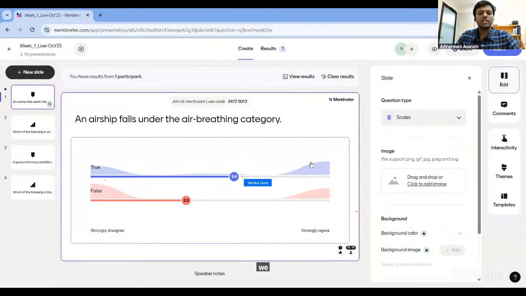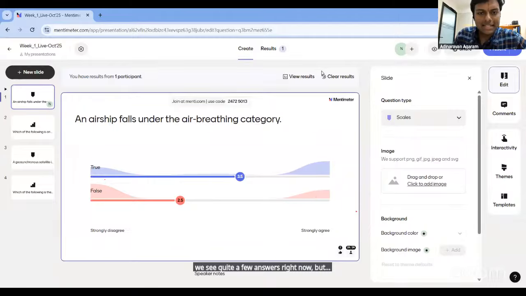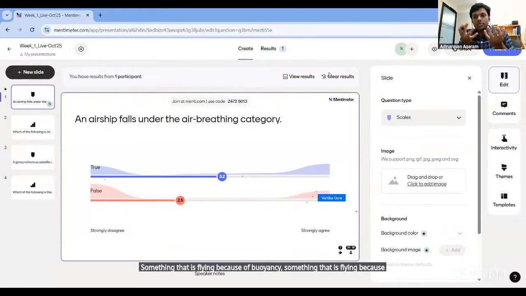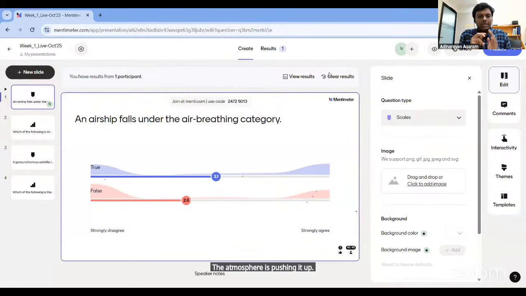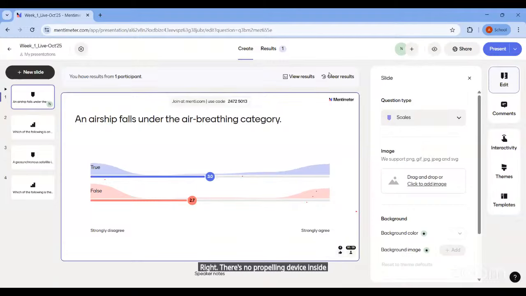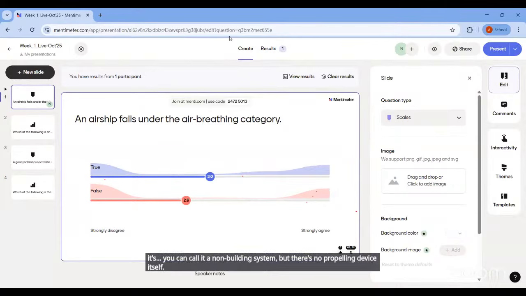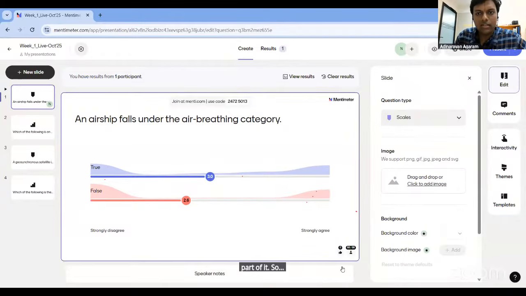We see quite a few answers right now. Let us understand what exactly an airship is. An airship is an aerostat, something that flies because of buoyancy, because the atmosphere is pushing it up. Once the atmosphere is pushing it up, there's nothing else holding it. There is no propelling device inside an airship, hence it doesn't fall under air breathing nor a non-air breathing system. You can call it a non-air breathing system, but there's no propelling device itself.